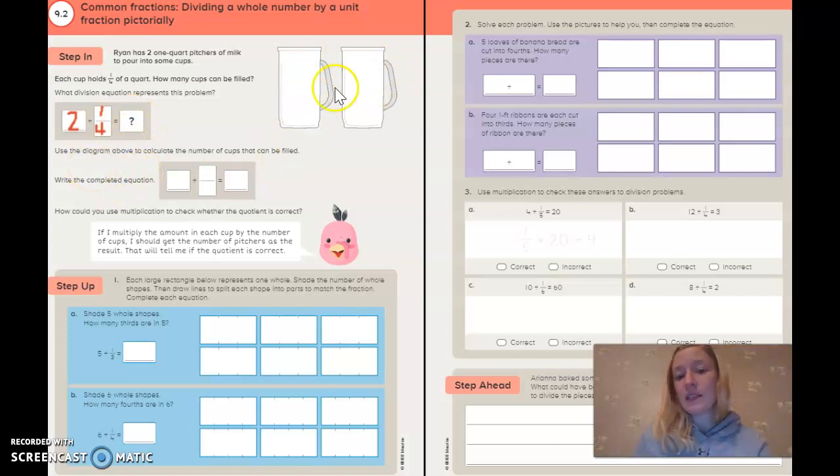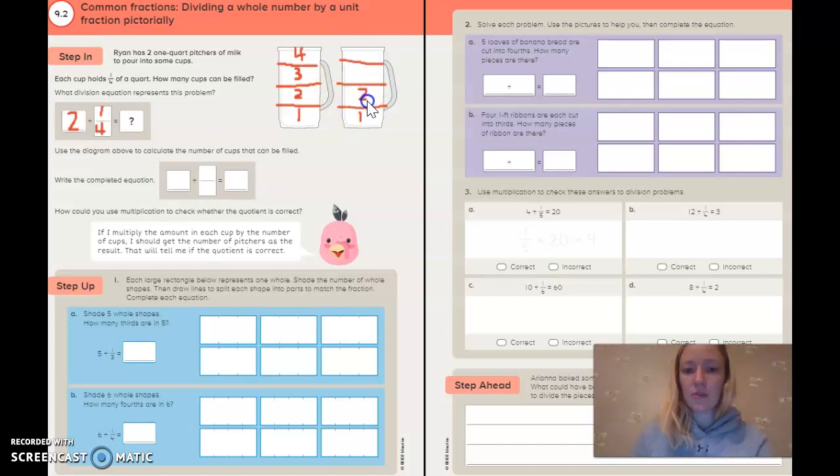I'm going to use this up here to show you guys how to draw pictures. So I know I've got 1 quart and then another quart, and I want to see how many cups I can fill that each hold 1/4. So what I'm going to do is break these up into fourths. Now remember, if I draw 3 lines, that gives me 4 pieces. I've got 1, 2, 3, 4. So I know if I broke up this quart into fourths, I'll have 4 separate pieces. Same with this over here.